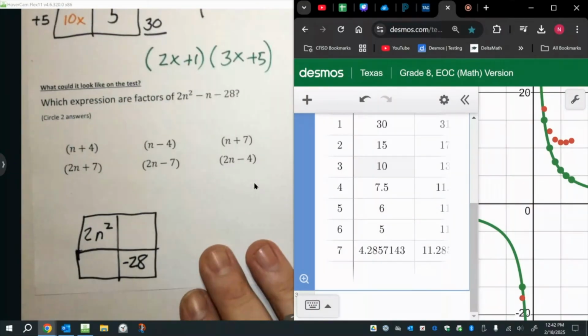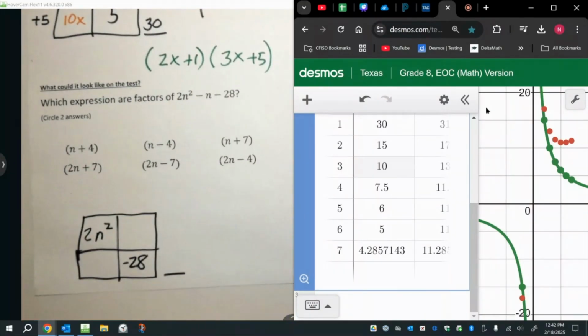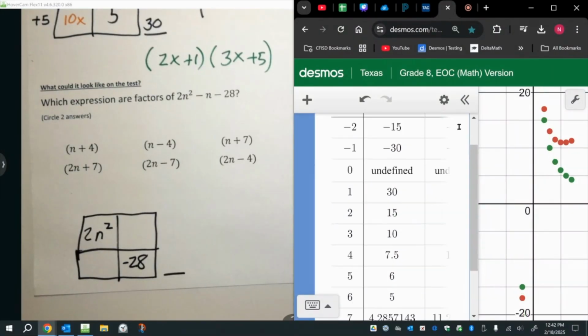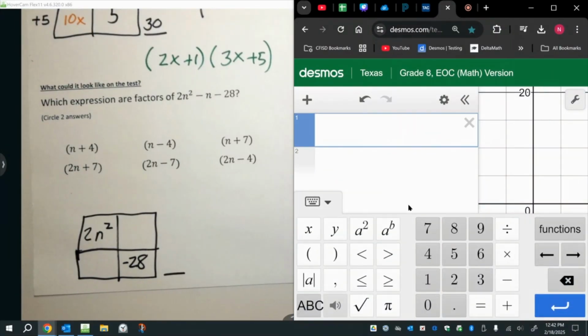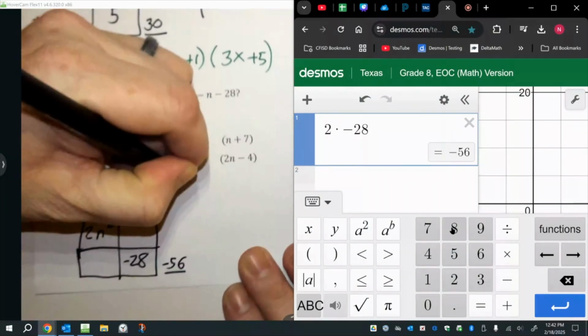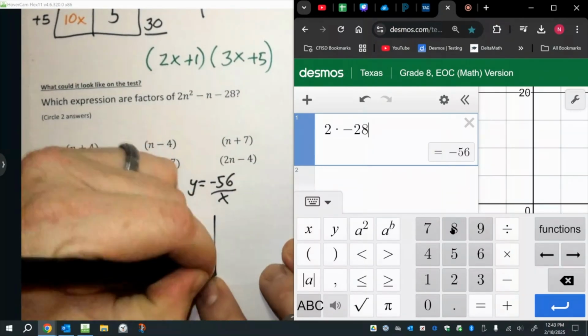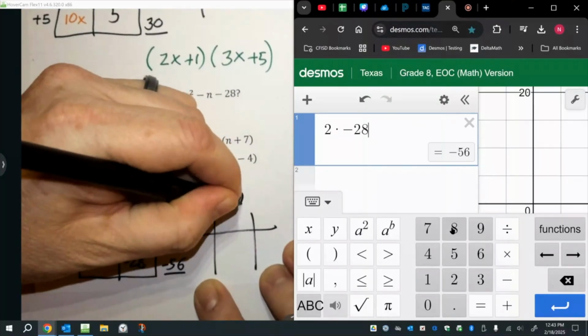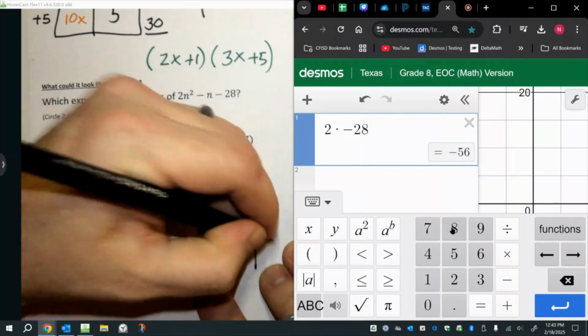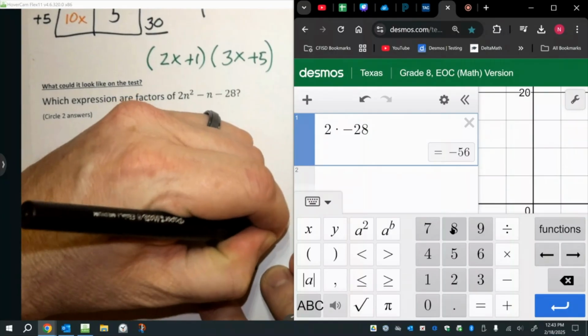What's 2 times negative 28? I don't know. Type it in. Who cares what it is? It's not anything you have to memorize. Just type it in. 2 times negative 28 is negative 56. So we're going to go y equals negative 56 divided by x. That goes in that box.